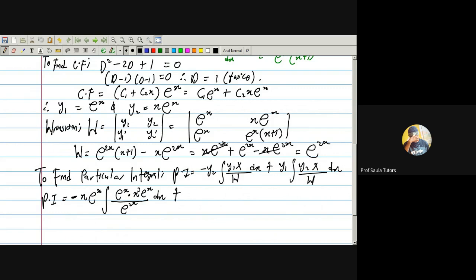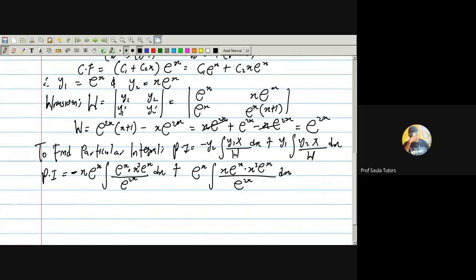Then plus y1, exponential x, integral. What's my y2? X exponential x, times my x term, which is still x cubed exponential x. Then all over my Wronskian, exponential 2x, then I have dx. Now let us simplify this. My particular integral is equal to... If you check, exponential x twice, we cancel this one below. Also exponential x twice, we also cancel this one below.